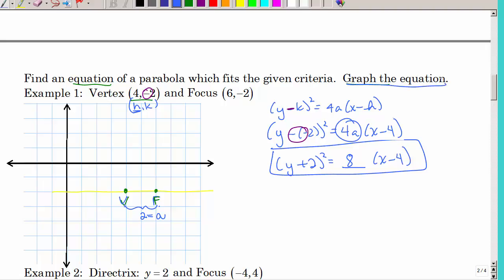Well, I need some more points. So if a is 2 and 4a is 8, remember that's your focal width. That's how wide the parabola is through the focus, and we have a line of symmetry. It's symmetric. So I'm going to go over 1, 2, 3, 4, which is half of 8.